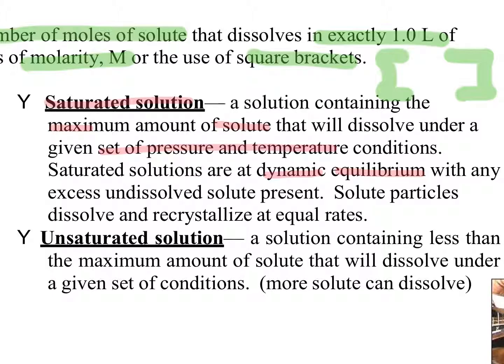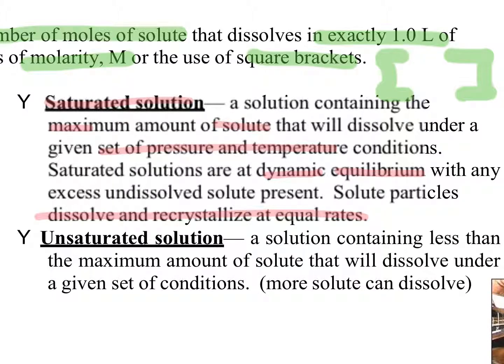The solute particles dissolve and recrystallize at equal rates. That's what this dynamic equilibrium is referencing. Dynamic meaning changing. Our dynamic equilibrium is where we have an equal rate of our solute plus our solvent combining to make a solution. Solute plus solvent combine to make solution. An equilibrium is an equal rate going forwards and backwards.